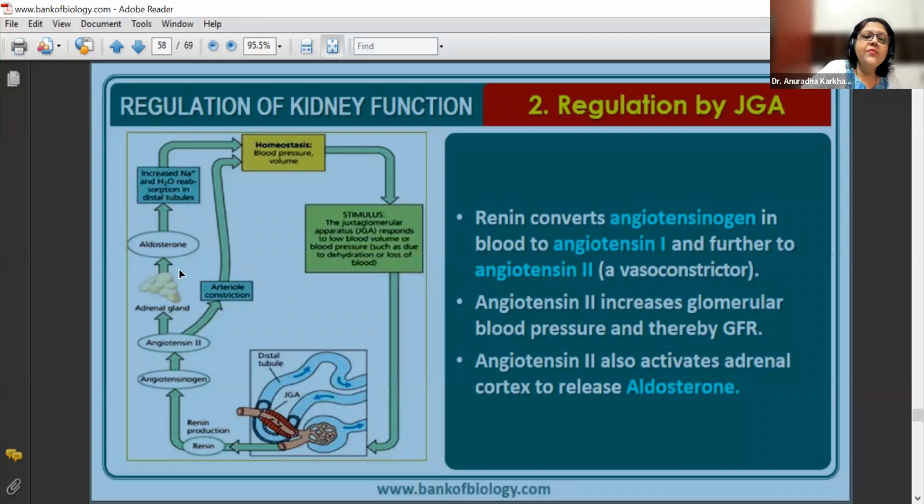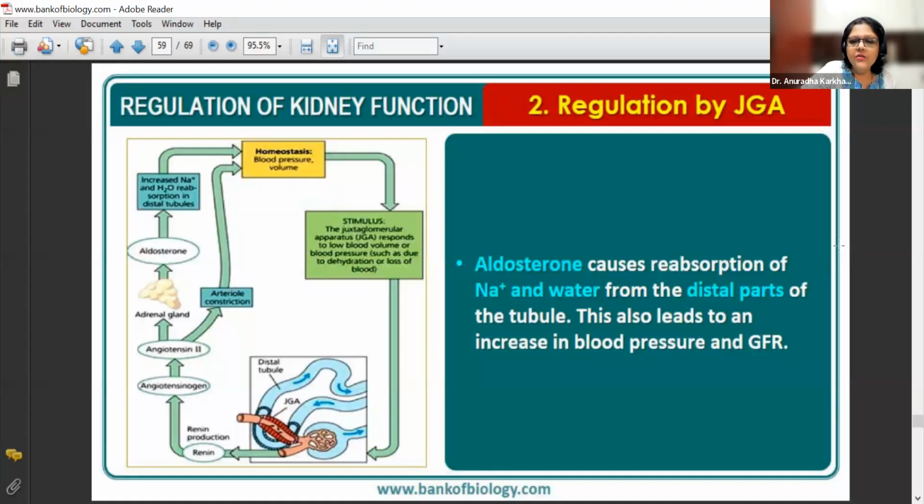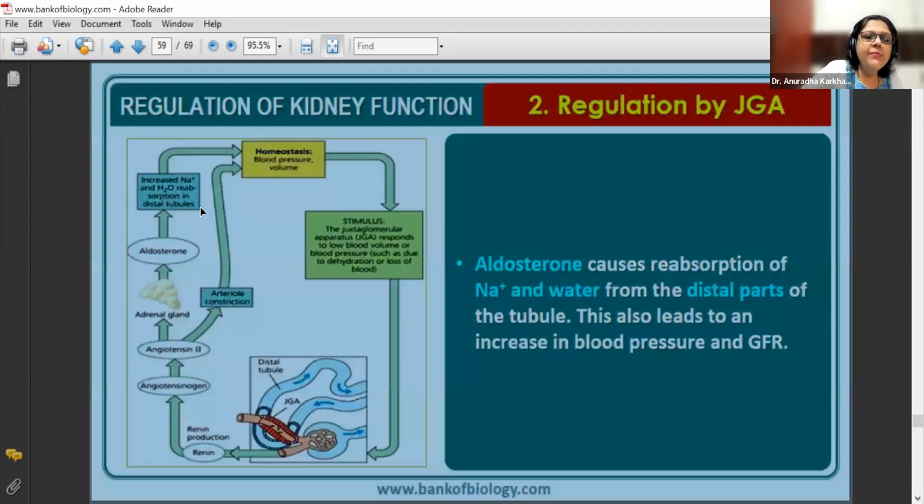The adrenal gland was this one which has started making aldosterone. Look what aldosterone will do, I'll tell you the function of aldosterone over here, then it will be easy. Aldosterone causes reabsorption of Na plus and water from the distal parts of the tubule. This leads to an increase in the blood pressure and GFR. So look, increased Na plus H2O reabsorption in the distal tubule. So when it becomes highly concentrated, automatically pressure would increase.